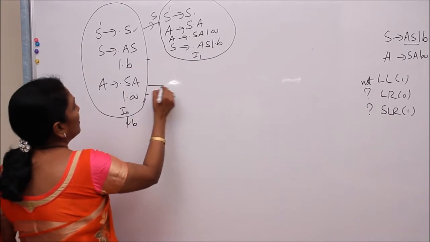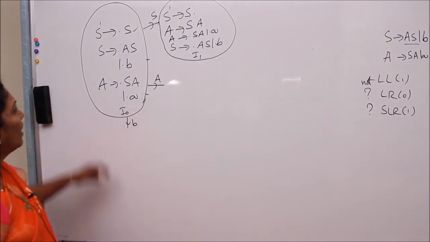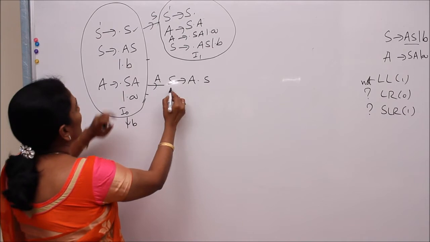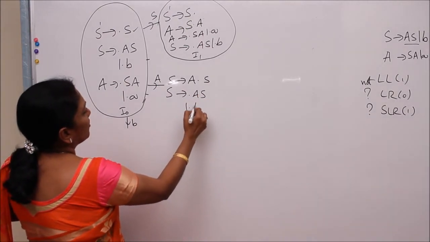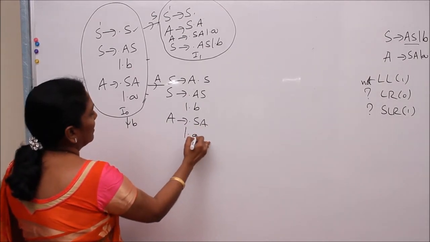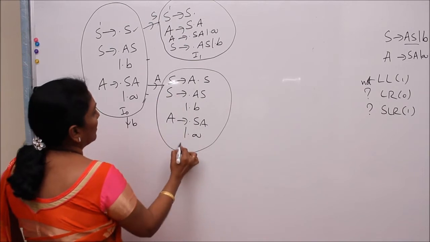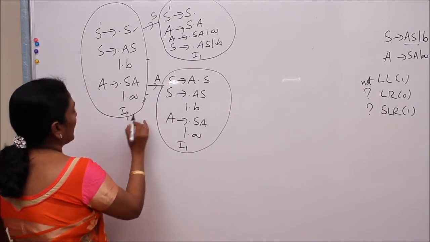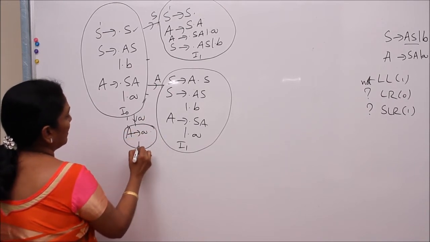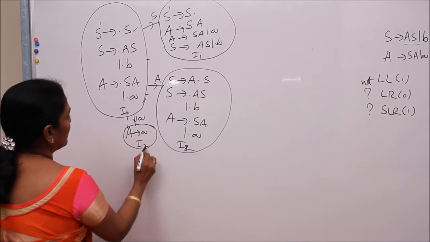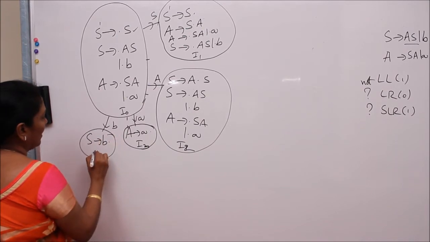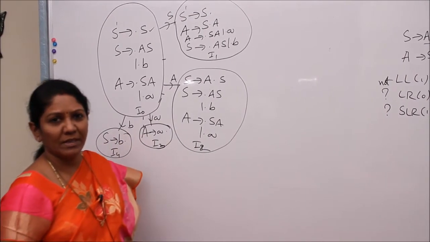Now coming to on A. On A, here there is a match. So S2 A dot S. Now because of S, add dot AS, dot B. Now here there is A. So A to dot SA or dot A. Let this be I1. Now on A it is A to A dot, which is I. This is I2, this is I3, and on B it is S to B dot, I4. That's all the possible transitions from the state I0.